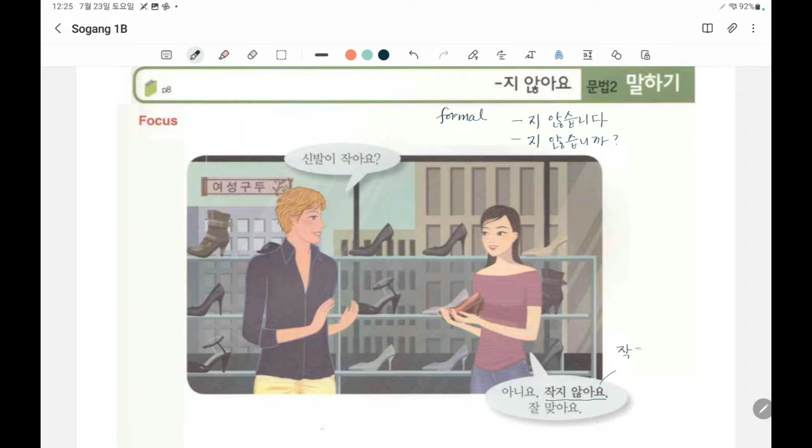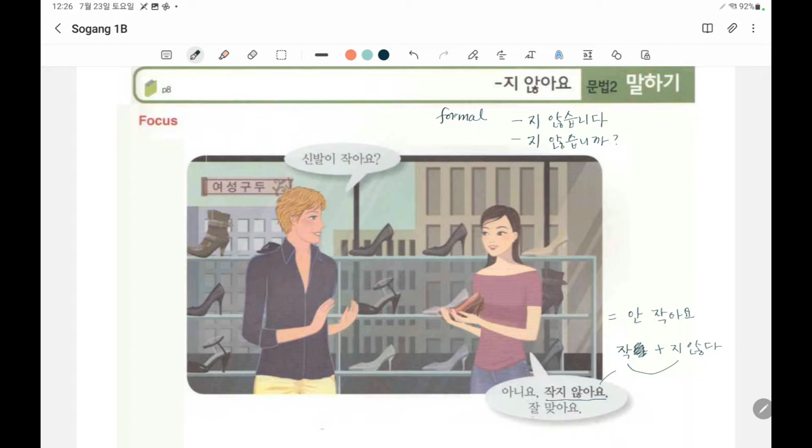How do we make it? 작다 plus 지 않다 말해요. So get rid of 다 here and just put it together. 작지 않아요. 작지 않다 and then sentence ending, isn't it? So it's not small. 자, same expression. We already know. How would you say it's not small? You can also say 안 작아요. It's exactly the same. Okay? So it's a matter of your choice.